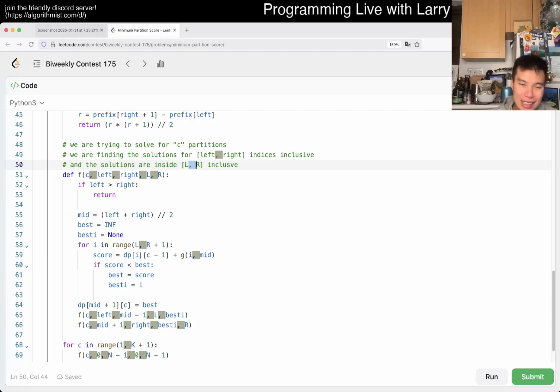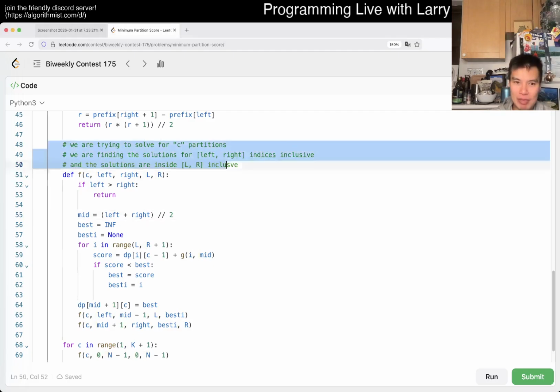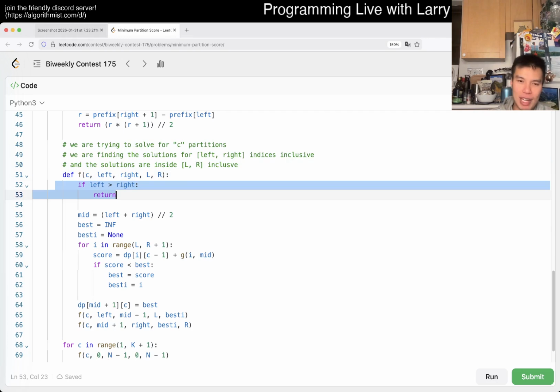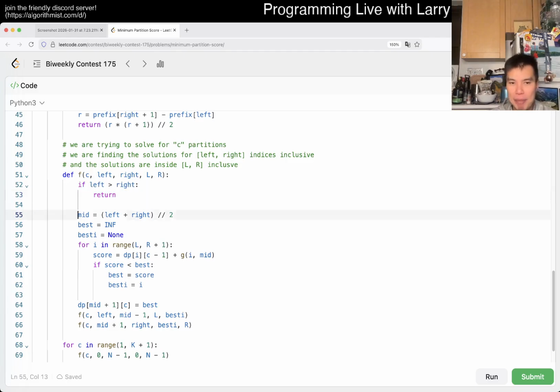But that's honestly it, once you make sure that you define it. If left is greater than right, then we don't have a partition, or we don't have a solution. Otherwise, we take the midpoint and solve the midpoint by doing a very basic for loop. This is the part where you have to be careful about DP. Even afterwards, I still got an off by 1 because I wasn't precise.